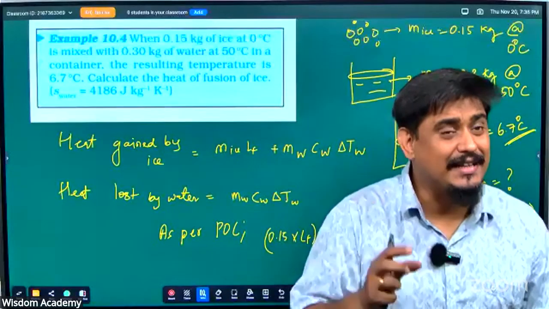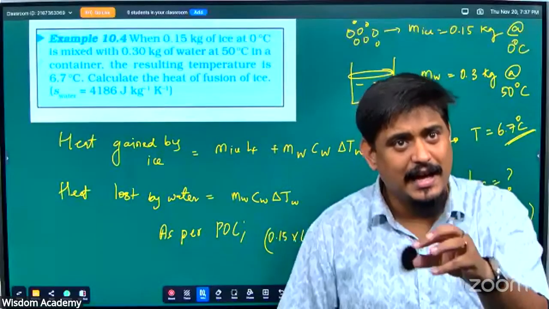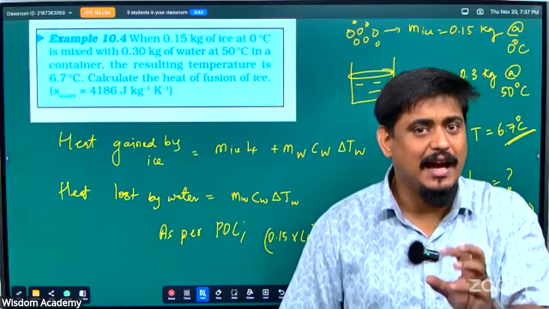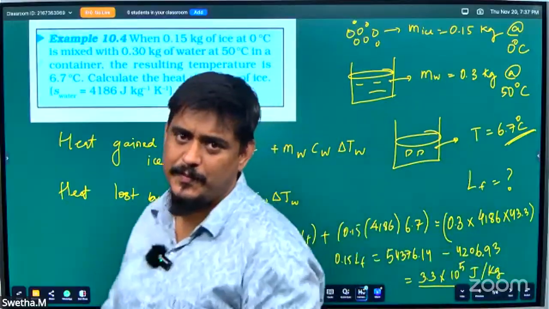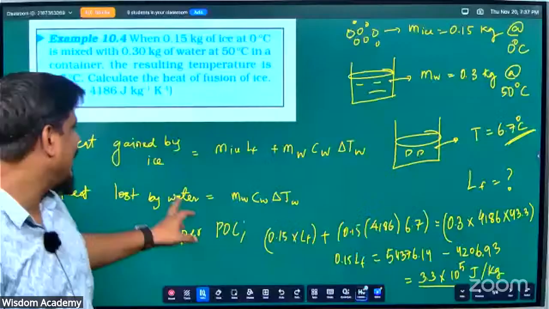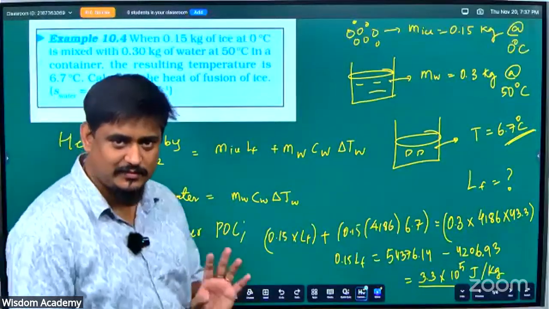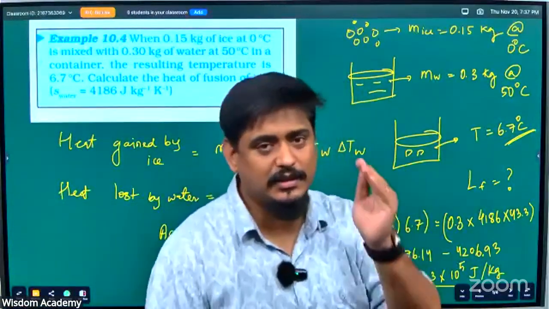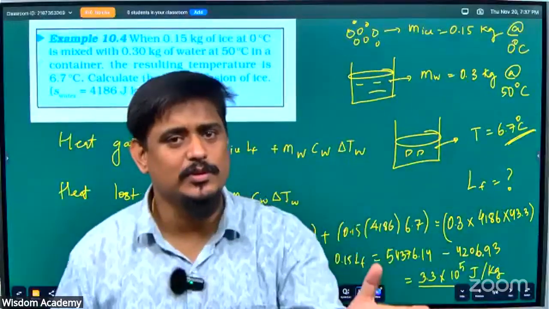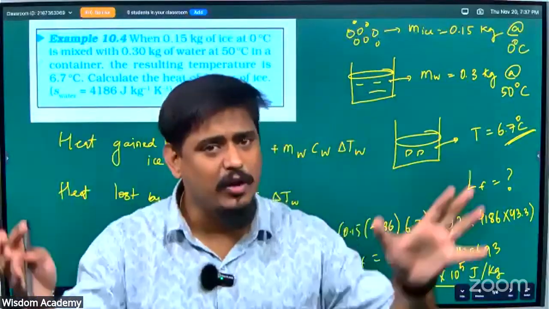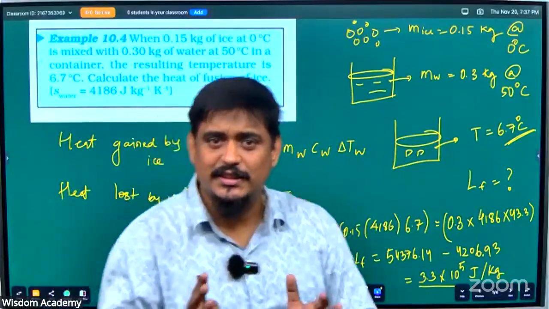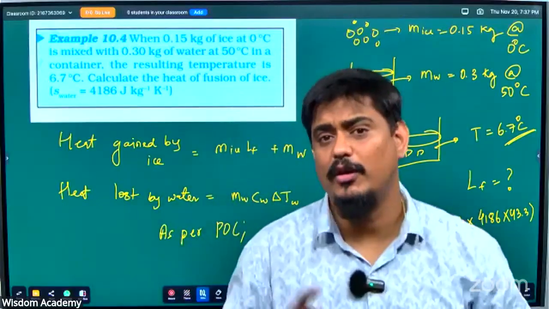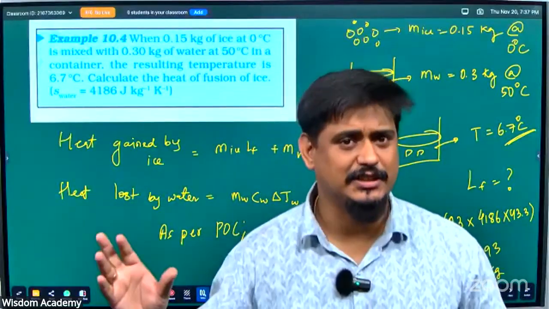Understand what is happening to ice. Ice first is converting its state from ice to water, and then once again, water at 0 degree is becoming water at 6.7 degree. Are you getting this, Shweta? Yes, sir. So I am writing MC delta T for that. Okay. For the second part, that is when the water is converting from 0 degree to 6.7 degree. This is the energy gained by the ice. Who lost the energy? Water lost the energy, because water was at what temperature? 50 degrees Celsius.